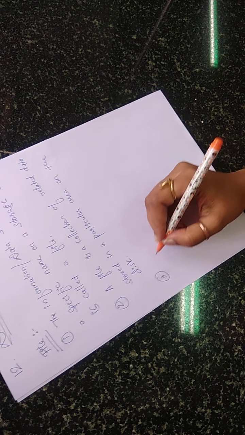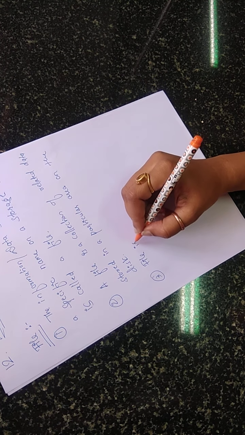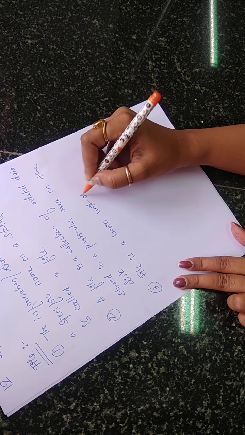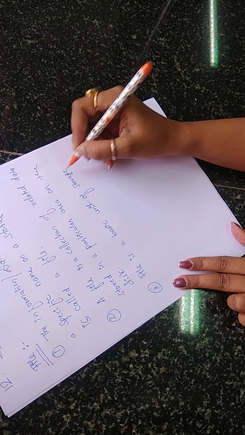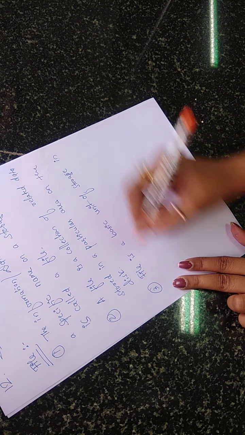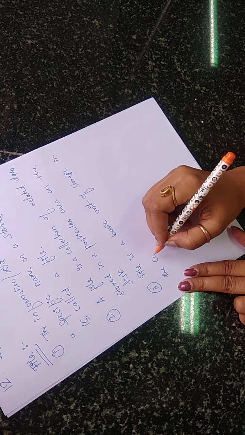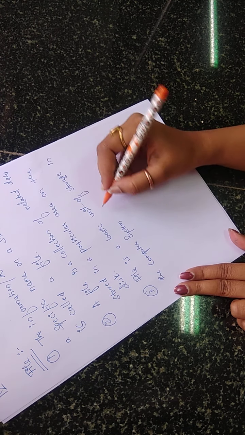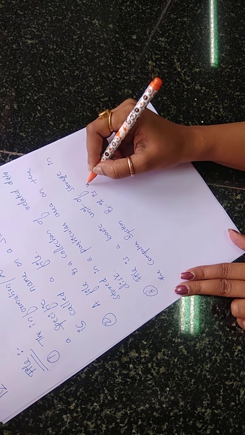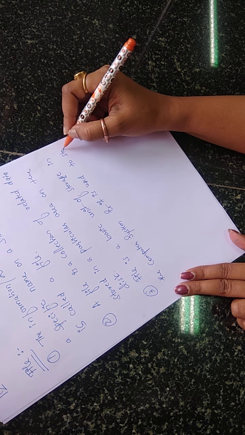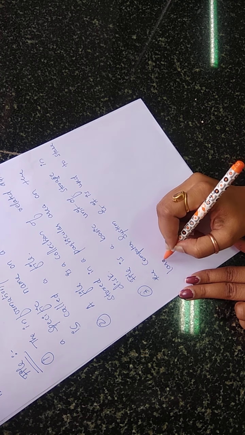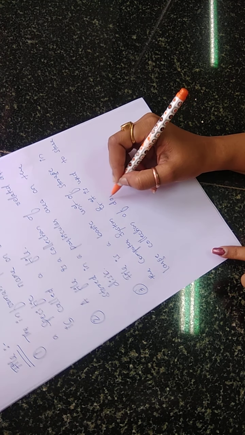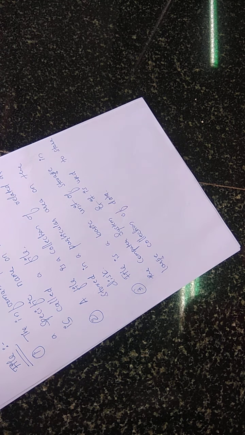Take the third definition: a file is a basic unit of storage in the computer system, and it is used to store a large collection of data.